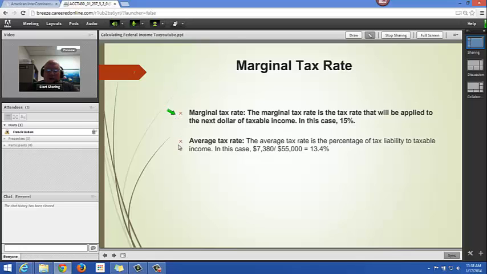What's the average tax rate? Well, in this case, if we take the tax of $7,380, like it was for 2012, and divide it by the taxable income, $55,000, the average tax rate is 13.4%. So that'll give you a quick review on how to calculate federal tax, what the marginal tax rate is, and what the average tax rate is.